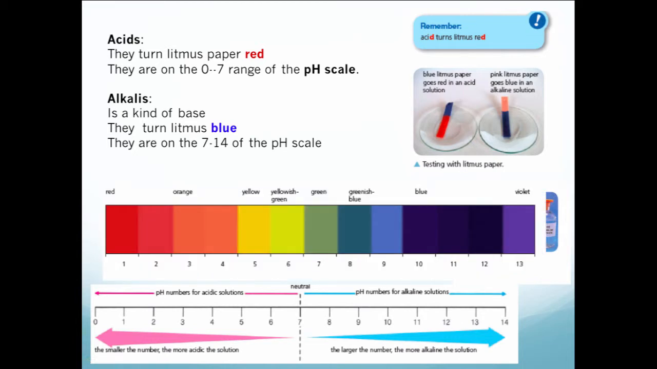We also use something called universal indicator to determine the pH of a solution. If you use this paper and you find that it turns orange in your solution, then your solution probably has a pH of 7. What happens to a solution that is exactly 7? Well, that is a neutral solution. So usually it's exactly 7 on the pH scale.